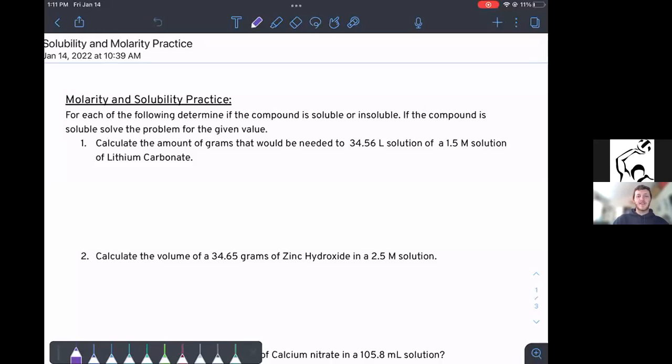Hi, ladies and gentlemen. So today what we're going to be doing is learning about solubility and molarity together. So we're going to add one last step into our problems. When we do this, we're talking about soluble versus insoluble.